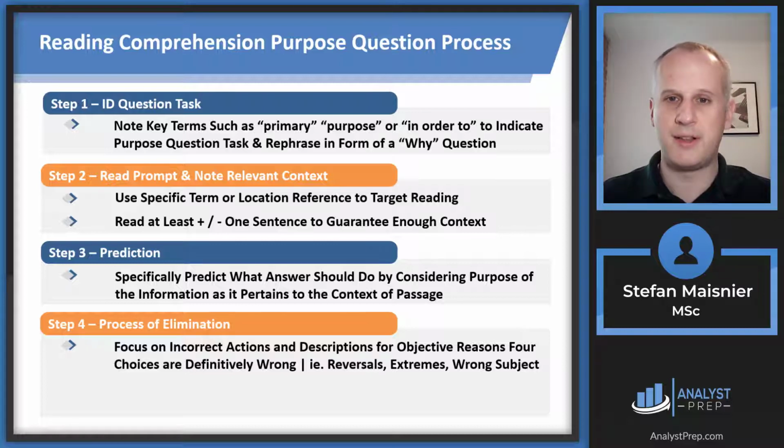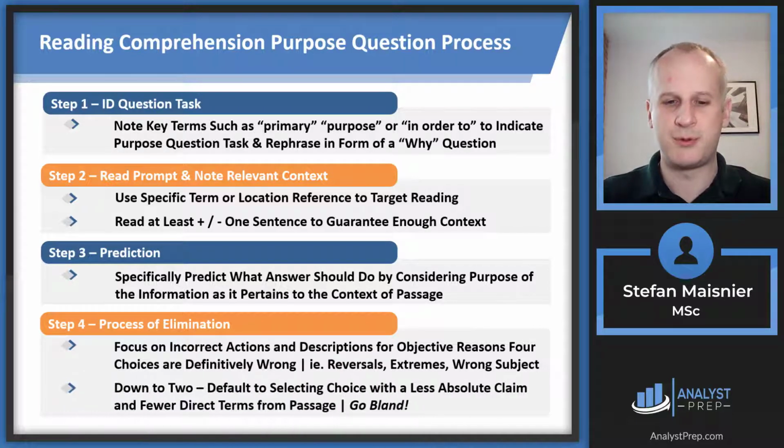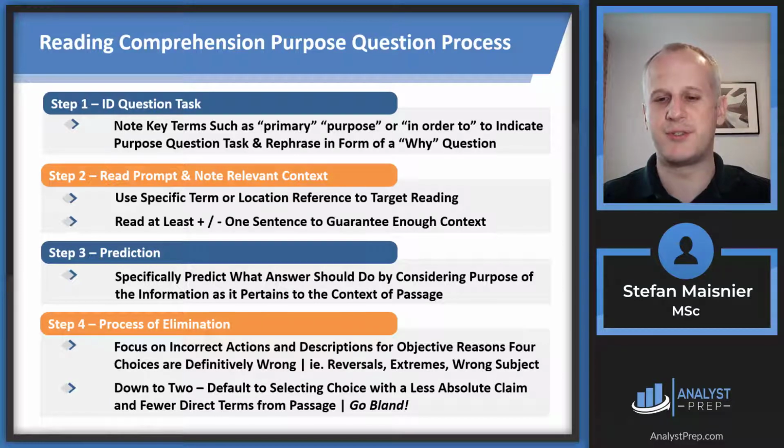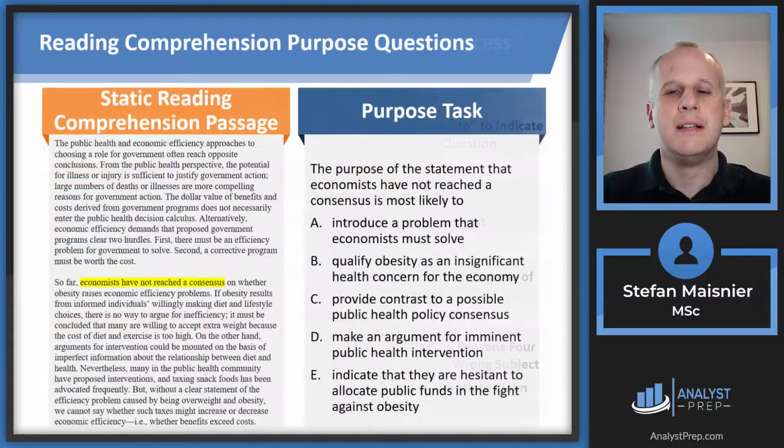So do allow yourself to go back into the passage to read specifically when you're dealing with these specific purpose questions. And then, of course, when you're down to 2, default to selecting the choice with a less absolute claim and fewer direct terms from the passage. Go bland once again.